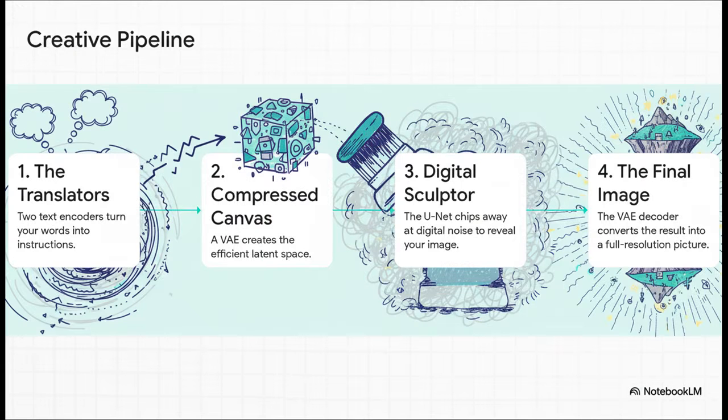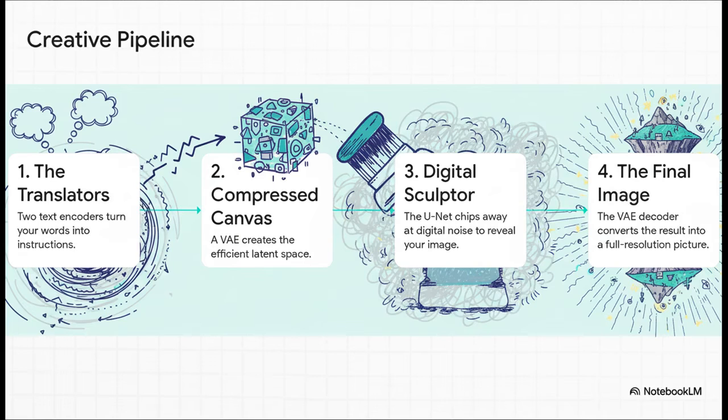And this pipeline here shows you the whole journey. It's brilliant. First up, you've got the translators. Those are the 2 text encoders that take your prompt and turn it into instructions the AI can actually understand. Next, the compressed canvas. A thing called a VAE creates that tiny, efficient notepad we just talked about, the latent space. And then, step 3, my favorite part, the digital sculptor. This is where that massive 2.6 billion parameter brain gets to work.